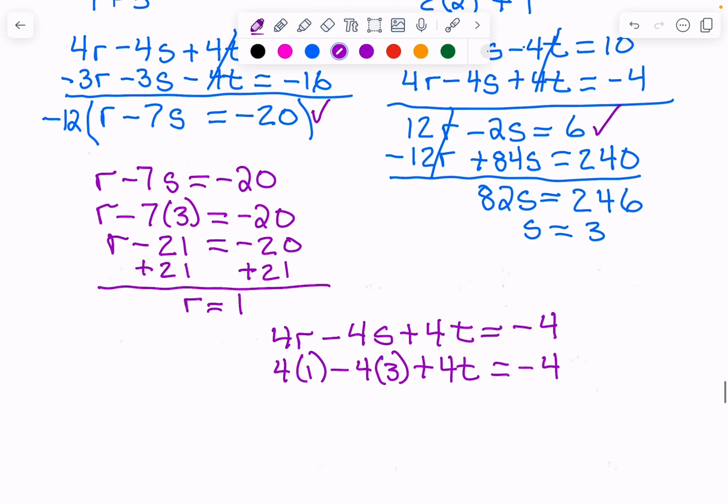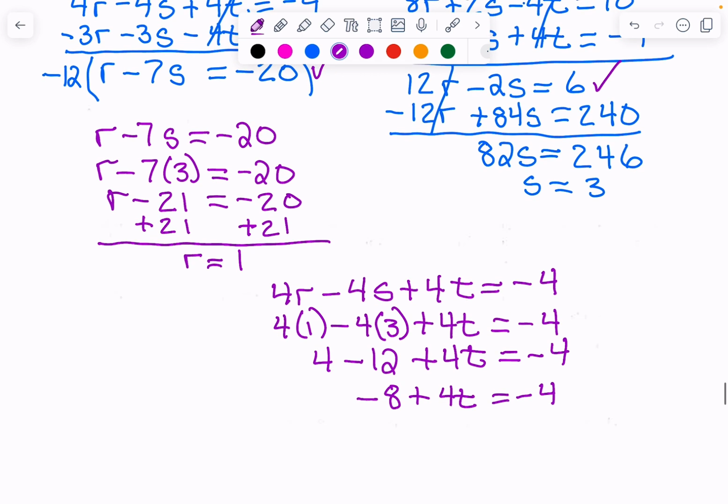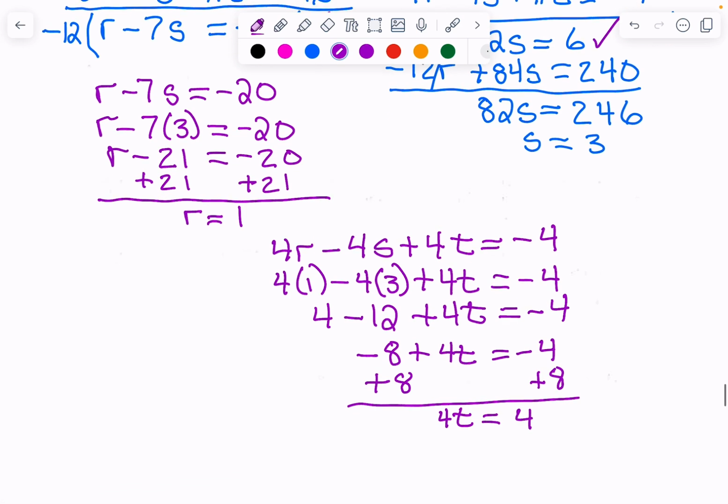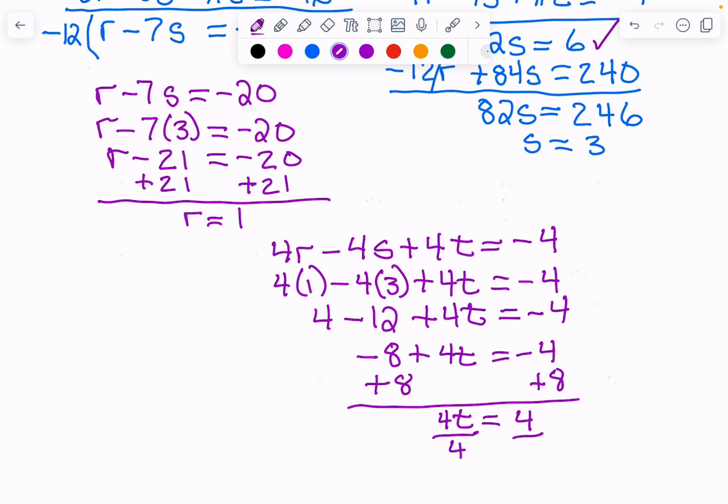All right, this becomes 4 minus 12 plus 4t. This becomes negative 8 plus 4t is equal to negative 4. I'm going to add 8 to both sides. You get 4t is equal to 4. Divide by 4. You get t is equal to 1.